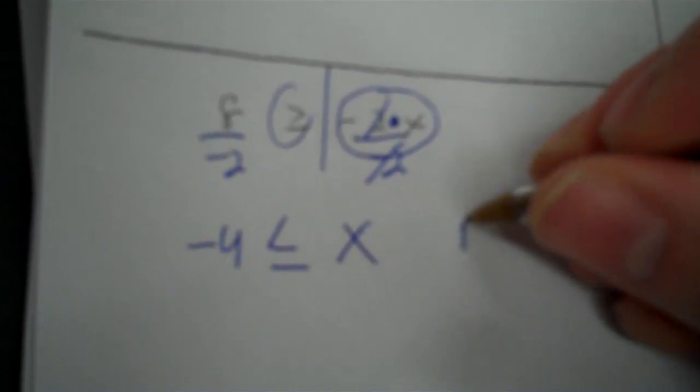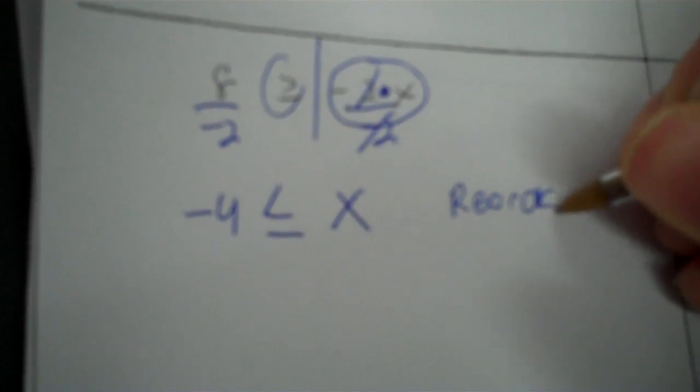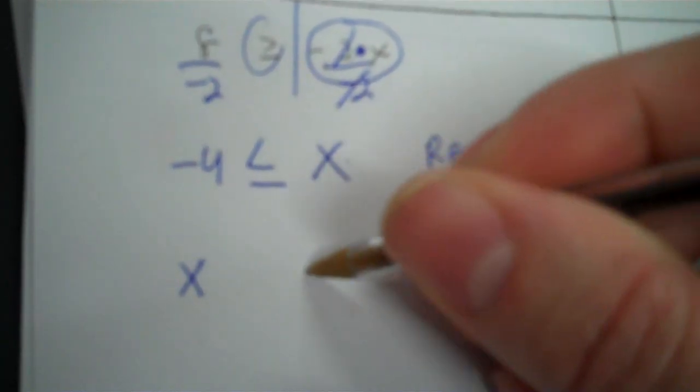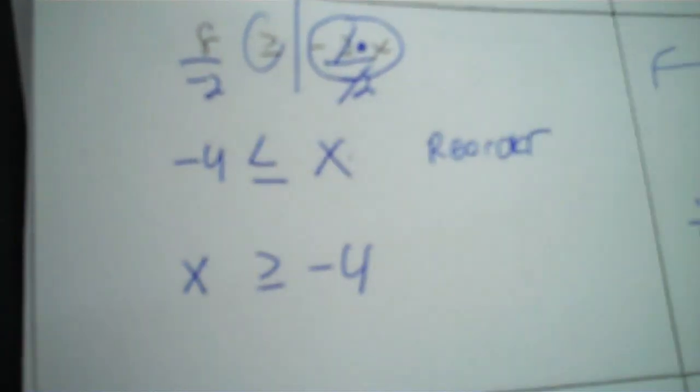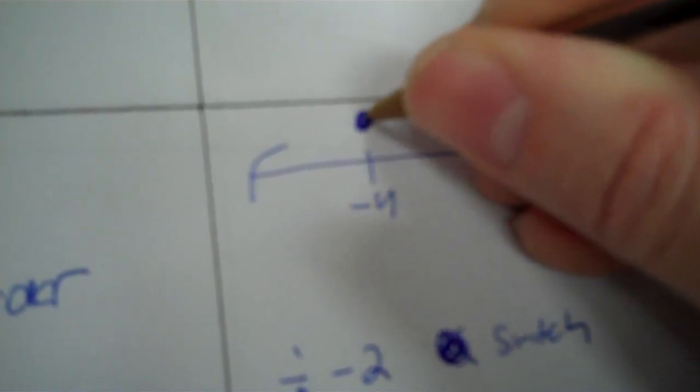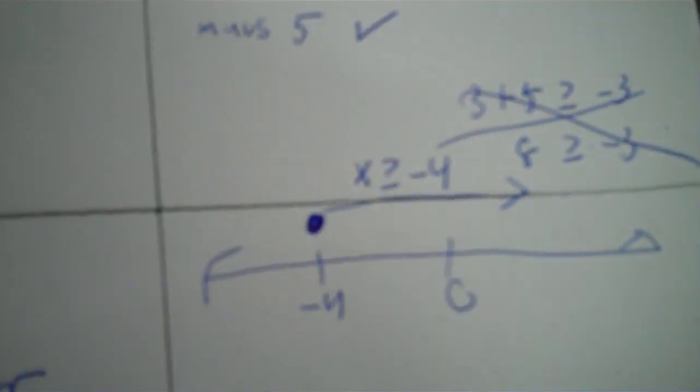Now, this needs to be reordered, okay? Because I want x to come before the negative 4. Now, reorder means you have to switch the sign back, okay? So you have negative 4, you're going to circle, you're going to fill in the circle, and then greater than negative 4 is this way. So x greater than or equal to negative 4.